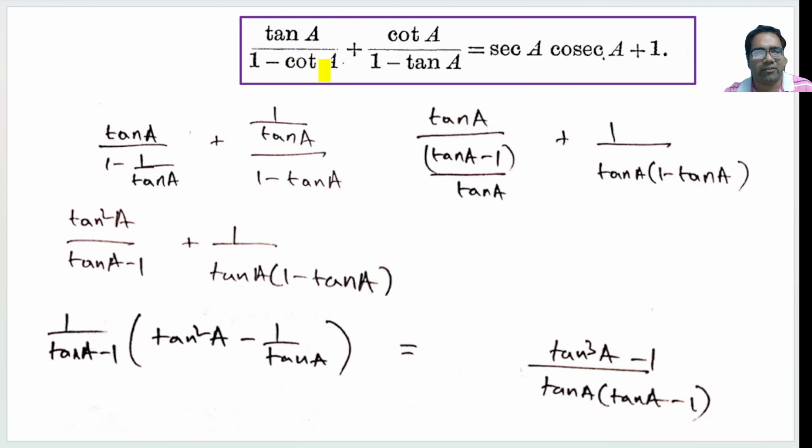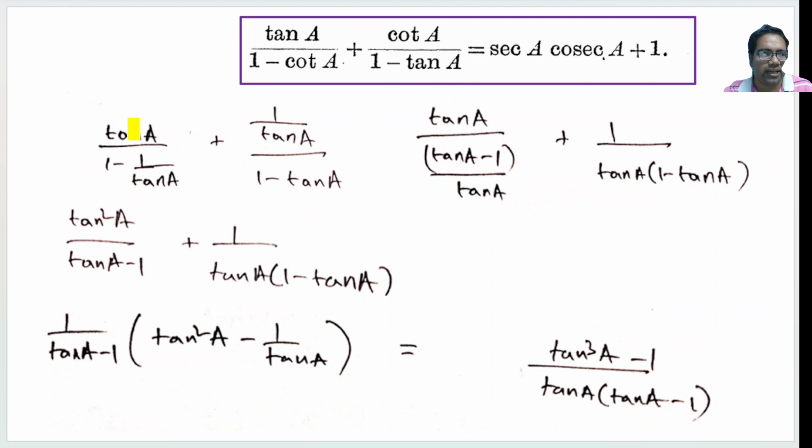Here, tan a by 1 minus cot a plus cot a by 1 minus tan a equals secant a cosecant a plus 1. Basically, we have to convert tan and cot to secant and cosecant. Right. So, first let's convert tan and cot to either tan or cot, just to simplify this expression. Let us convert this to cot. Sorry, to tan. Cot a is 1 by tan a, right? So, this part will become tan a by 1 minus 1 by tan a plus cot a is 1 by tan a. 1 by tan a by 1 minus tan a.